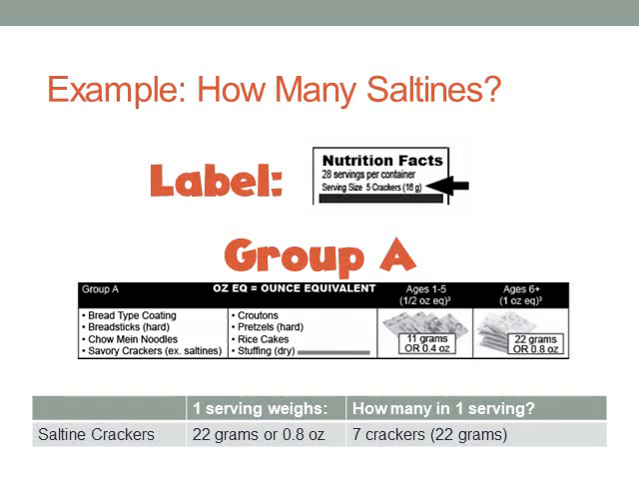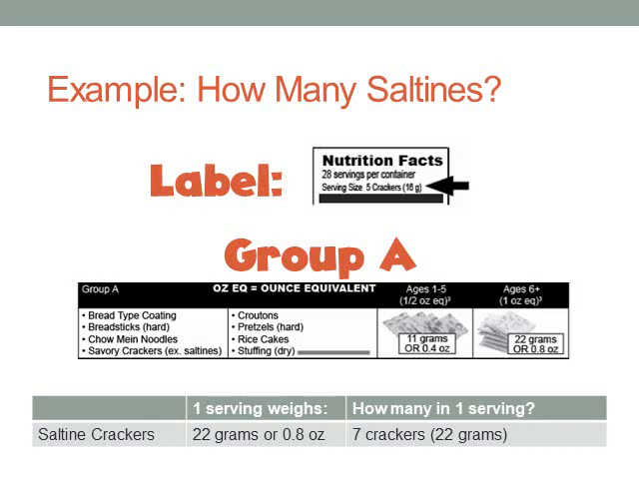Let's look at a label. We're going to look at saltine crackers. The serving size on the package says 5 crackers. The label says 5 crackers weigh 16 grams. Savory crackers are in Group A of the grain chart. The chart says that a 1 to 5-year-old needs 11 grams of savory crackers like saltines. So 5 crackers would be enough for a 1 to 5-year-old.